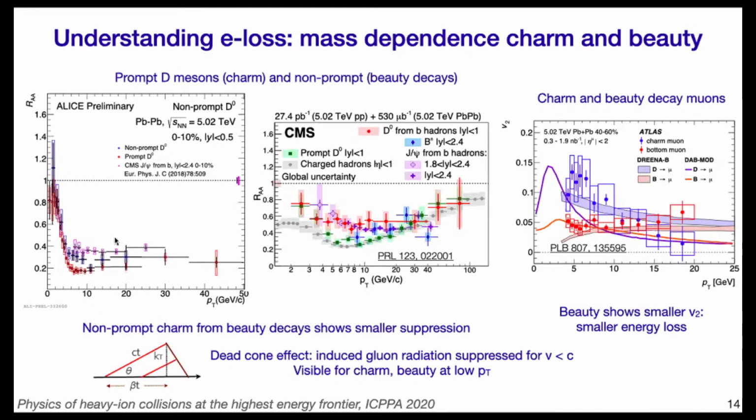There are plots from 3 different experiments, but you see on the left, for example, the non-prompt D mesons, which come from beauty, have less suppression than the prompt D mesons, which come from charm. And the same for the non-prompt J/psi, which come from beauty. And in the CMS figure in the middle, you see very similar results. So all of those show that at not too high PT, the beauty energy loss is smaller than the charm energy loss, in line with this dead cone effect. I will later also comment on the same effect, which is actually also visible in pp collisions, and we have an even more direct measure of the angular distributions.